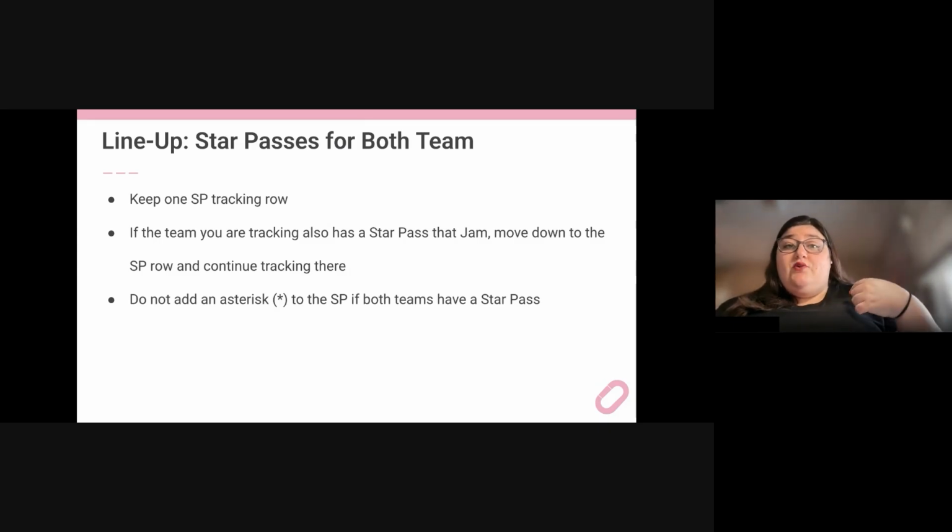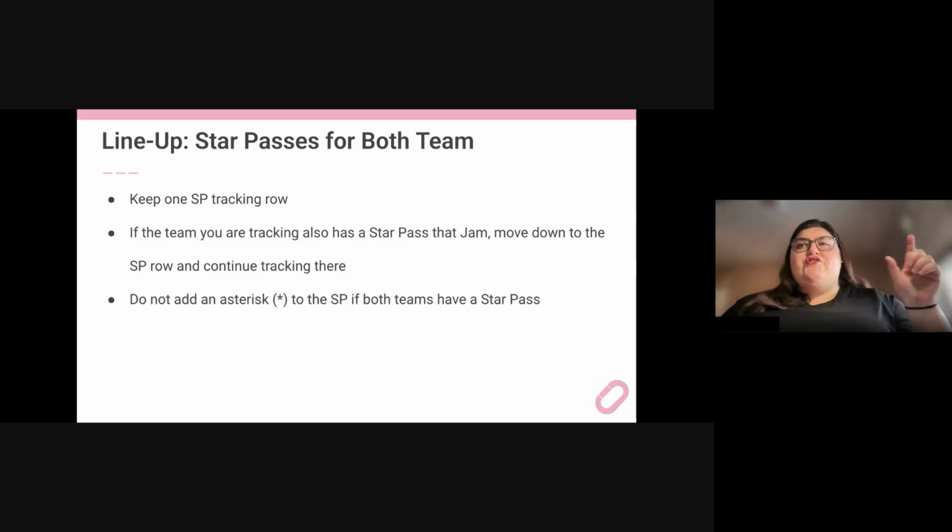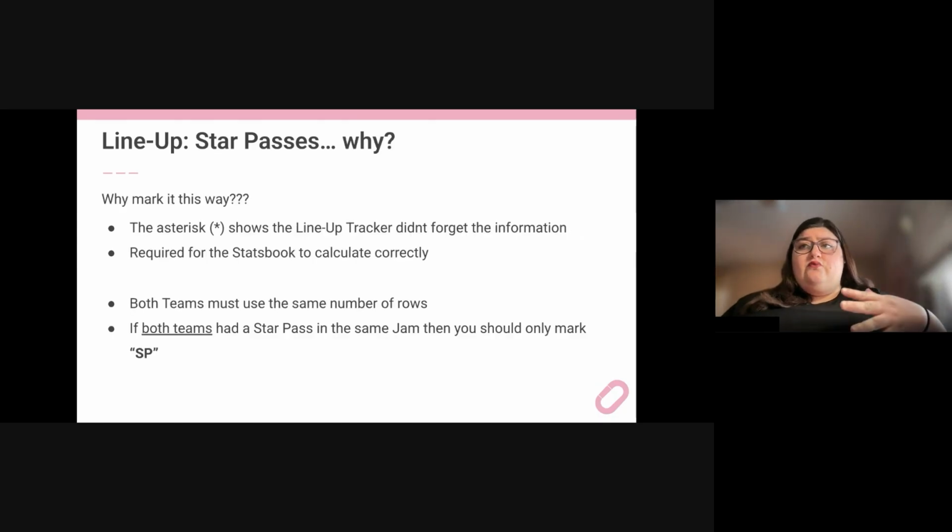So if the team you are tracking also has a star pass for that jam, you're going to move down to the SP row and continue tracking there. You don't add an asterisk to the SP if both teams have a star pass. The asterisk is only if the other team has it and you do not. So this is kind of confusing. Why do we do it this way?